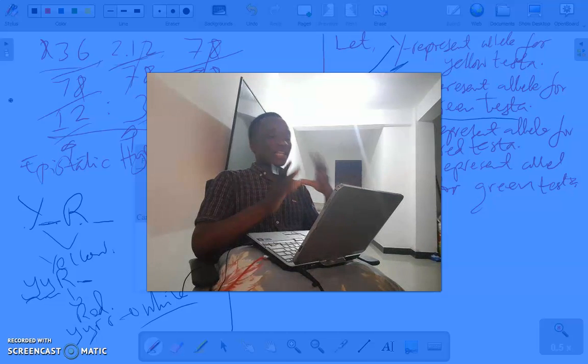But if you have not yet understood how to go with this, you can write in the comment section. Maybe you need me to do the second part of this question to show those crossings, but I think everything has been done.